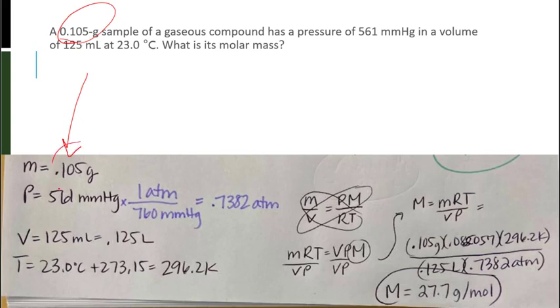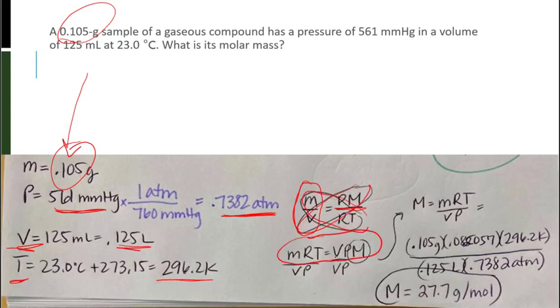We were given a mass, we were given a pressure, I converted it to atmospheres. We were given a volume, I got it to liters. We were given a temperature, I got it to Kelvin. Using our density, or m over V is equal to PM divided by RT, I made it a linear equation right off the bat. So I got mRT is equal to VPM.